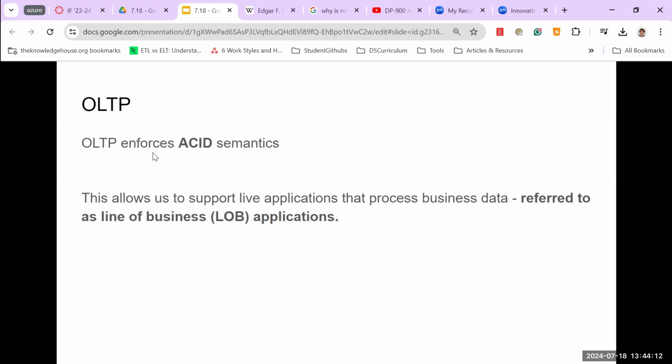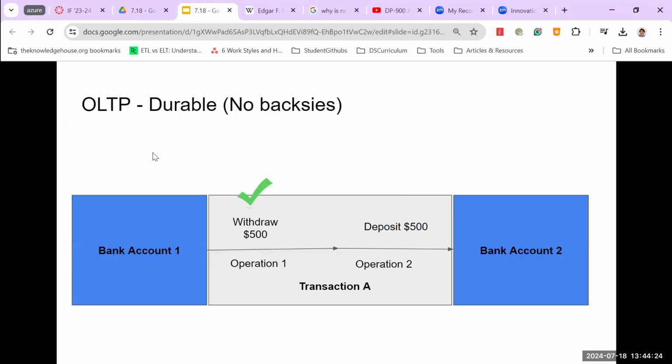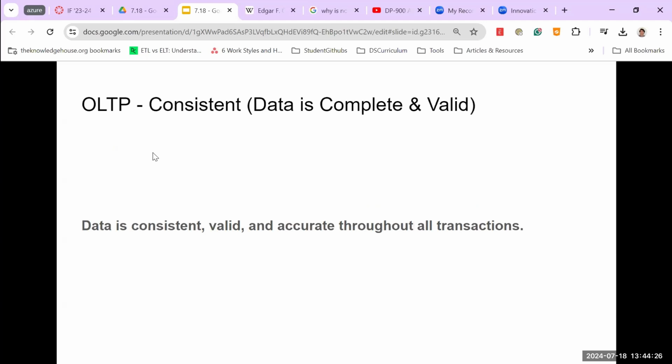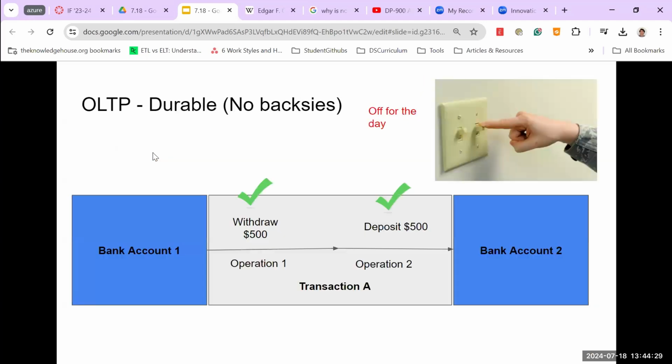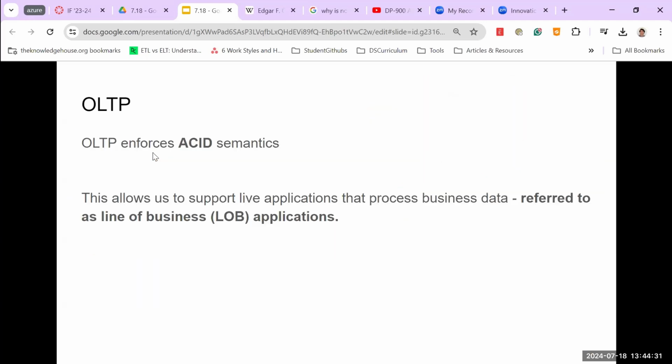All right, so once again, everyone, these are ACID semantics, and that is atomicity, consistency, isolation, and durability. I almost forgot the C. Let me just double check. Yes, consistency. I had a little short circuit there. Anyways, this allows us to support live applications that process business data, also known as line of business applications, LOB.